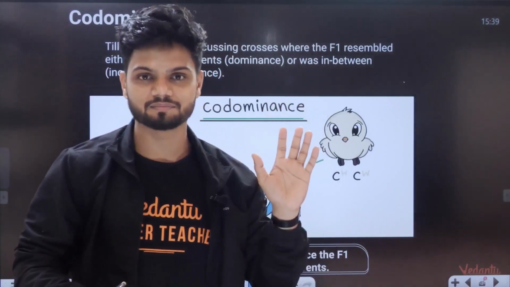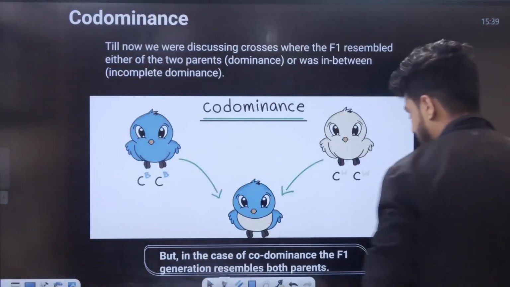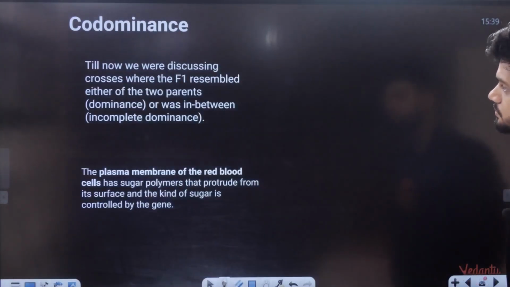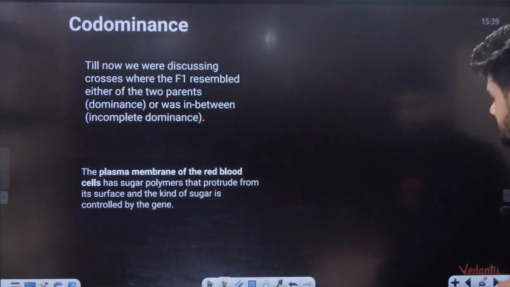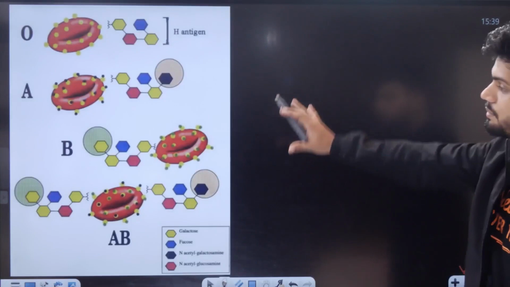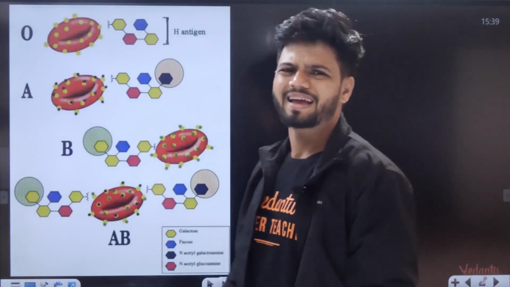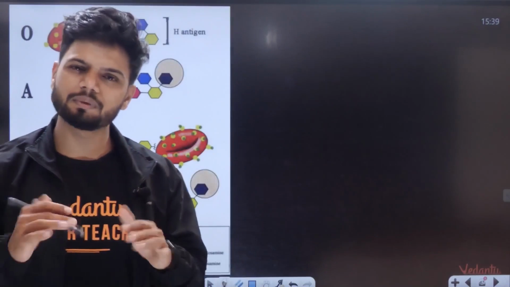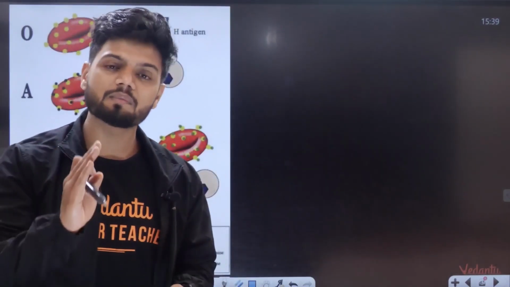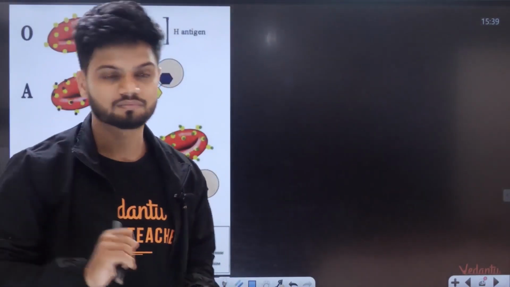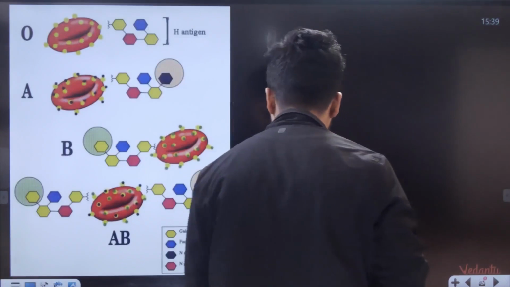Multiple alleles are there. Okay, that is called multiple allelism. One of the examples of multiple allelism is ABO blood grouping. Now understand students, ABO blood grouping is a typical example here. In ABO blood grouping we have three different alleles.